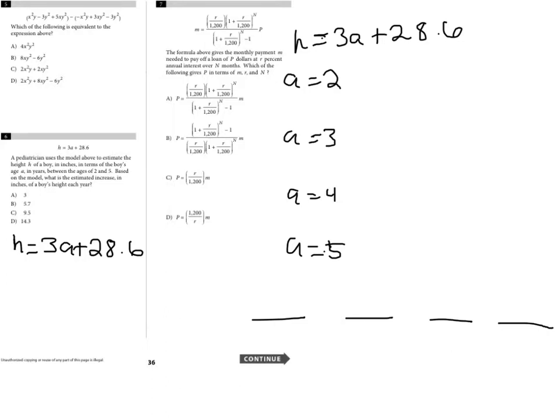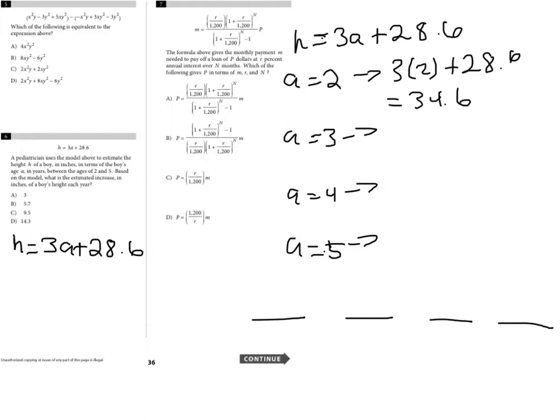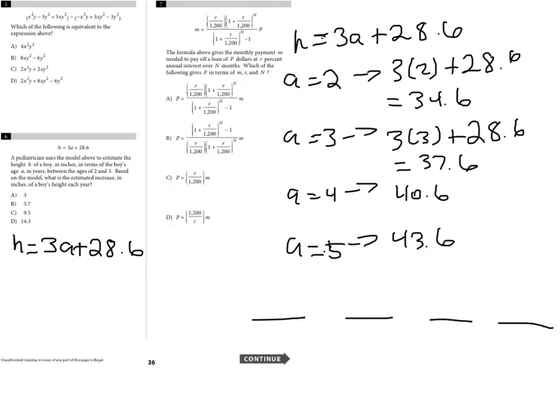What is it? Well, in this case, we'll just plug in 2, 3, 4, and 5 for our A. So 3 times 2 plus 28.6. Since that's 6 plus 28.6, that would give us 34.6. Same thing for 3, except that would be 3 times 3, which is 9. So 9 plus 28.6 would be 37.6. Same thing for 4, same thing for 5. For 4, you'll end up getting 40.6, and for 5, you'll get 43.6. So let me just write down our heights here for this boy.